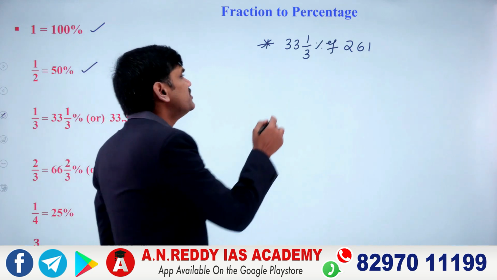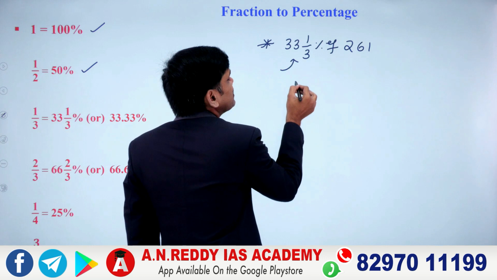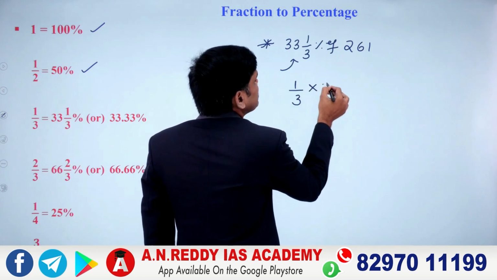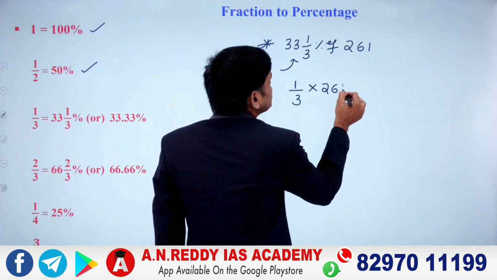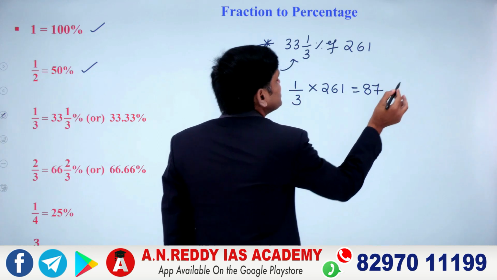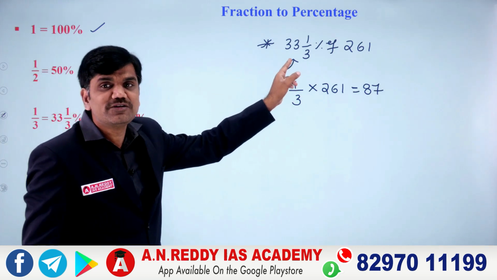So if you can remember the equivalent fraction, 33 1/3% of a number is nothing but 1/3 of the number. If you can remember this, you can easily answer it. So 1/3 of 261, that will give you how much dear? 87. That easy it will become, provided you know the equivalent fraction of that percent.